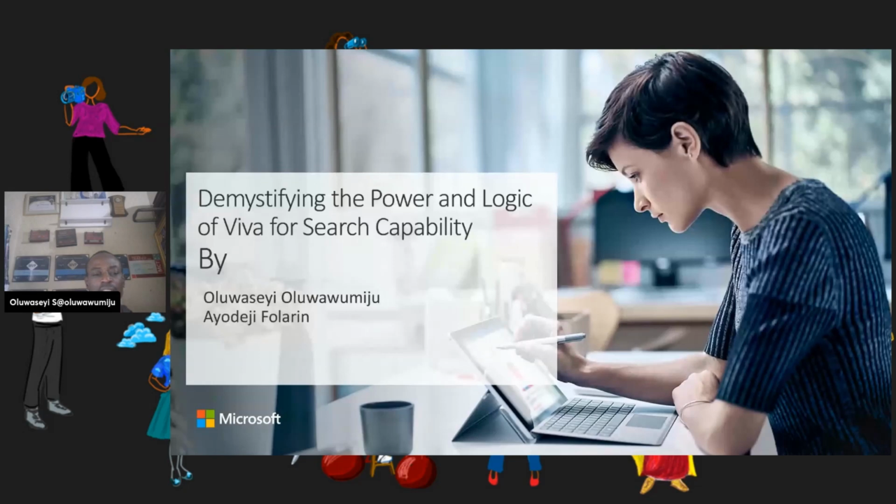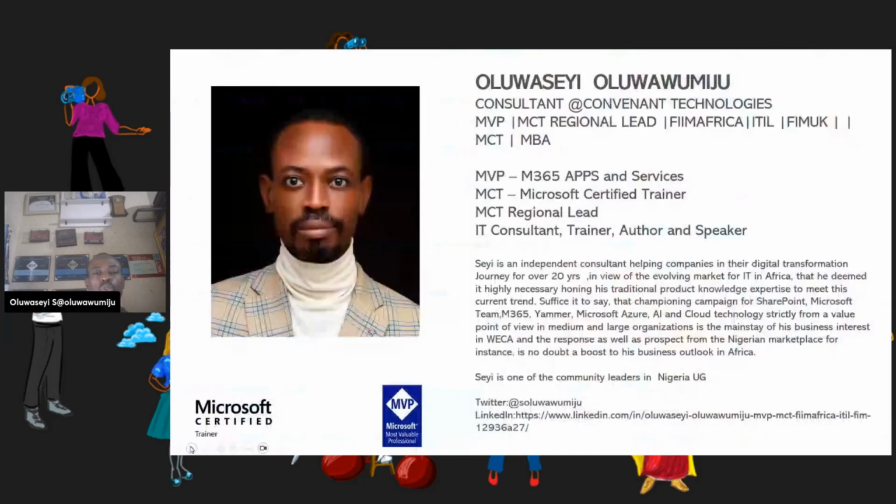So let me do a brief introduction of myself before we go right to the topic. My name is Oluwaseyi Oluwawumiju. I'm a consultant at Covenant Technology. I'm one of the Microsoft MVPs on Office Apps and Services. I'm a certified trainer and also a regional lead for Nigeria. I've been consulting for a while. I train and also do some authoring of books. One of my books is on how to use Yammer 123, and it's on Amazon.